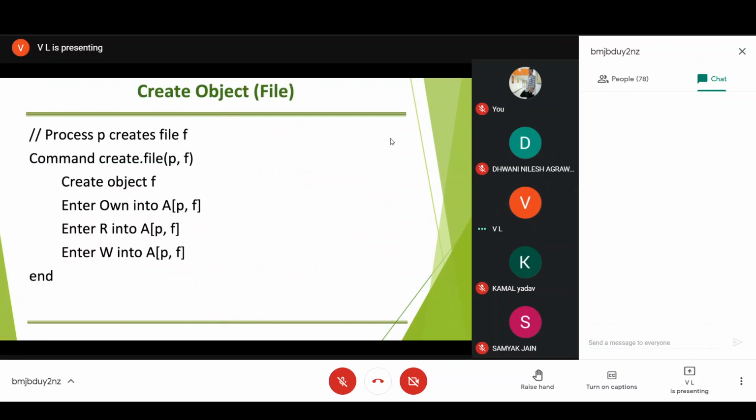So when a process is creating a file, an object F is created, and because this process has created the file, this process is the owner of the file, and it will have both read and write rights. It can read from the file, it can write to the file. So the rights owner, read and write will be entered into the corresponding access control matrix entry for this process P for this object file.